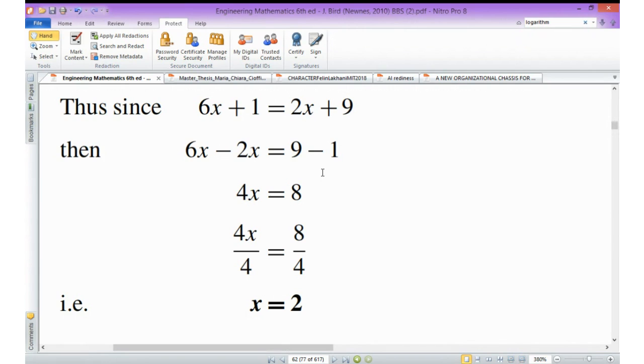Okay, so in an equation, we're going to have such a balance, and that's why most of the time when we're solving equations, we'll try to balance the equation. So that's another simple example of how you can solve simple equations.